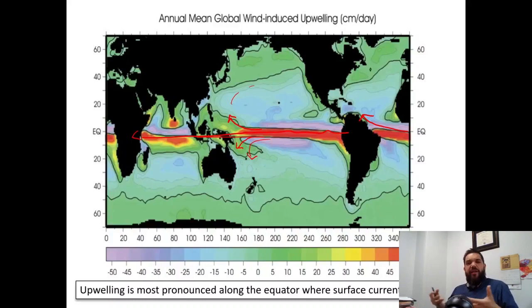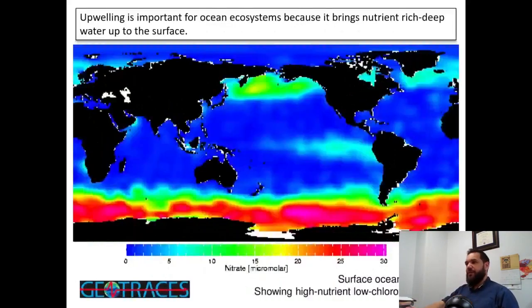Okay? Upwelling is bringing cold, nutrient-rich water from beneath. The fish love that. The marine life love that. Downwelling is going to have the opposite effect. Okay, it's going to take warm, salty, nutrient-depleted water and push it down into the depths. Okay, upwelling is very important for ocean ecosystems because it's bringing nutrient-rich, deep water to the surface. So this is a map showing nitrate concentrations in the ocean.